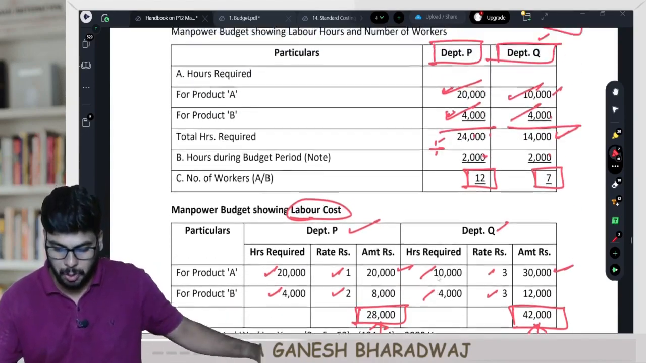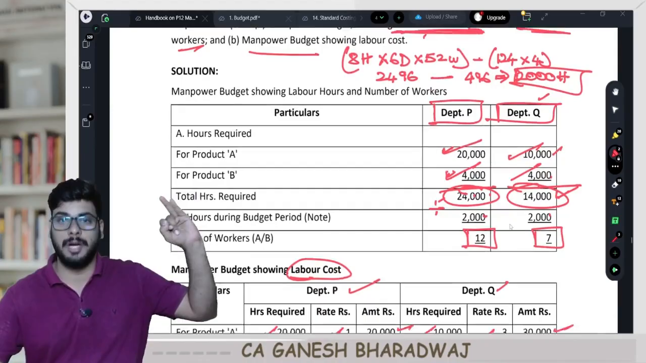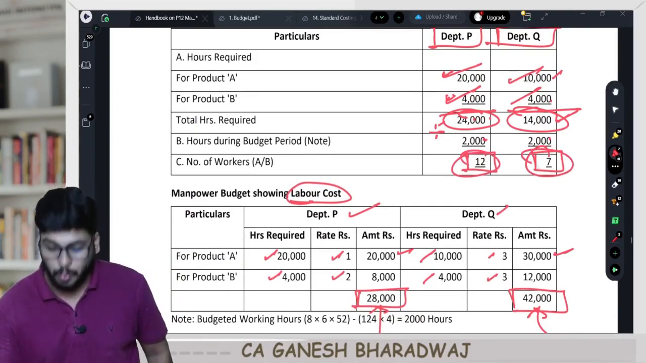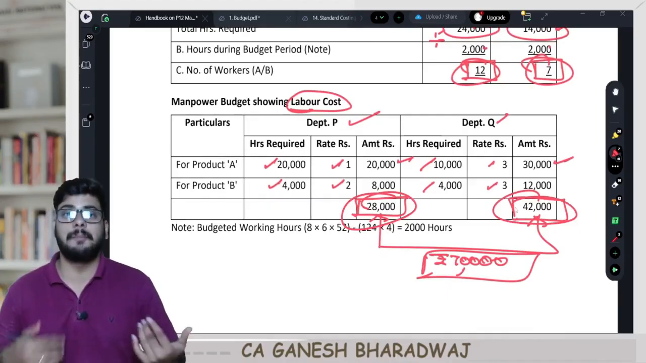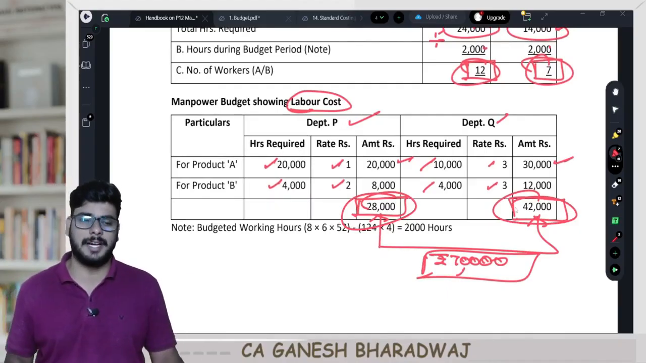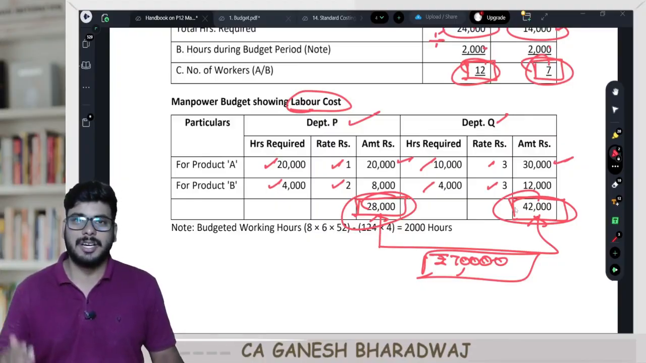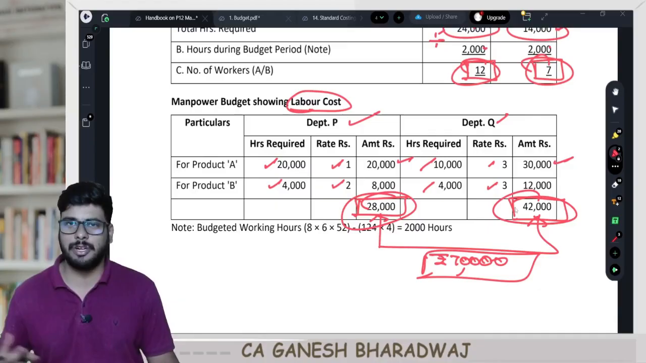3 things we found out. First, how many labor hours we require in each department. Number 2, totally how many workers we need, that also we found out. And number 3, what is going to be the budgeted labor cost department wise? Since it is in rupees, it can also be added as such. Are you clear with this? That is all about this particular area called workforce budget.